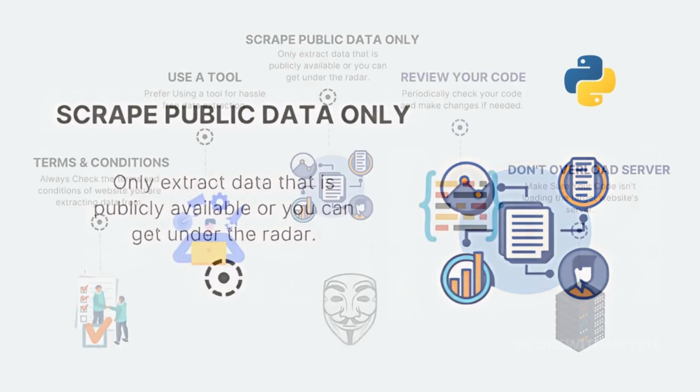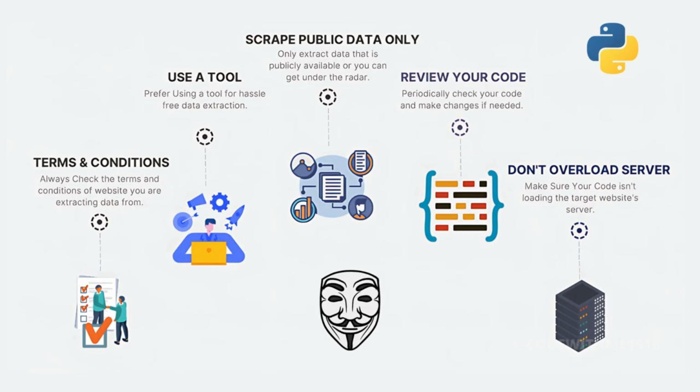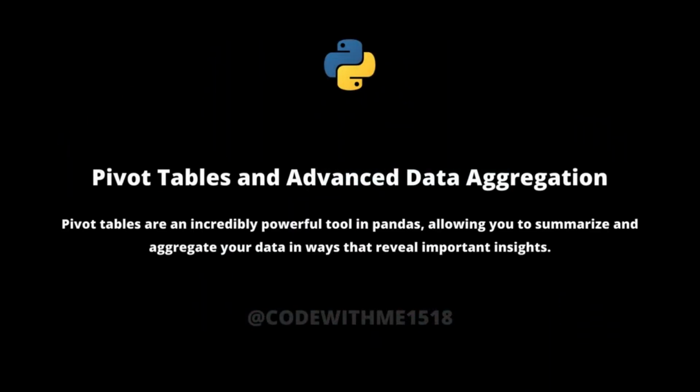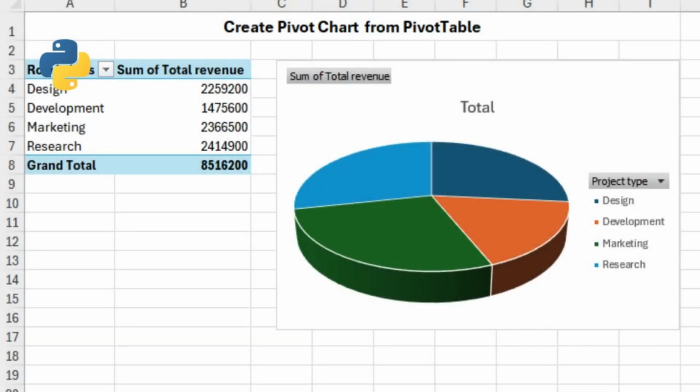By following these practices, you'll be able to scrape data responsibly, minimizing legal risks while respecting the rights of content creators. Pivot tables are an incredibly powerful tool in Pandas, allowing you to summarize and aggregate your data in ways that reveal important insights.